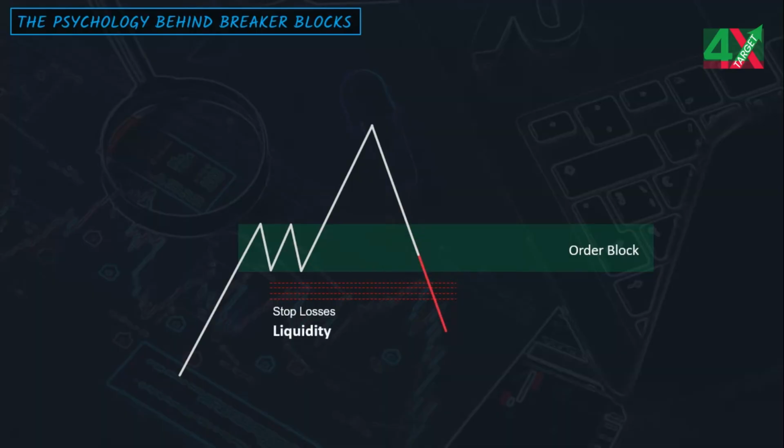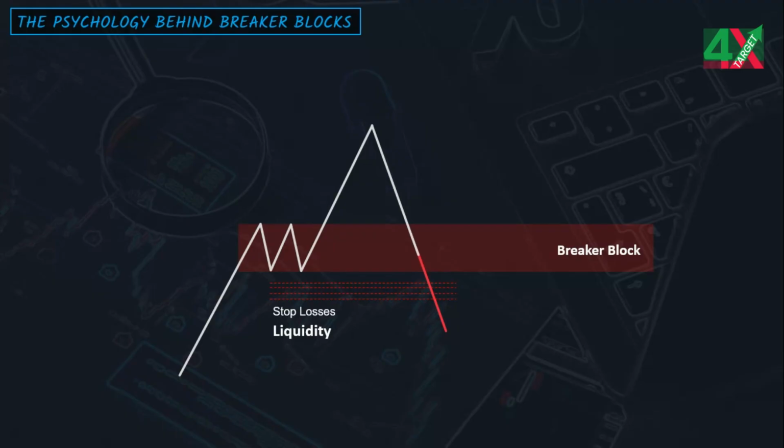But institutions know this behavior very well. They intentionally drive price through that order block to trigger stop losses and trap liquidity. This moment of failure is what creates the breaker block. On the surface, it looks like the order block didn't work, but in reality, the failure is part of the smart money's plan to collect liquidity.